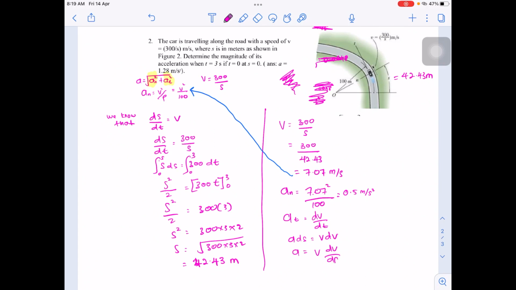So we just substitute whatever value that we have. So V is equal to yang ini, 300 over S, darab dengan dV over ds. So what is dV over ds?